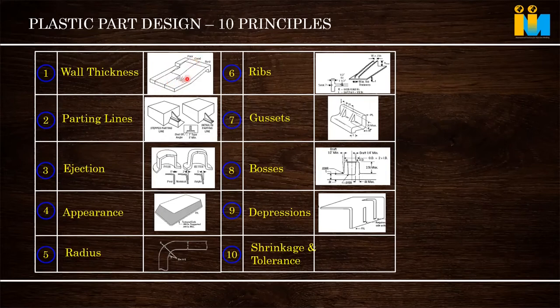The third is they are given a radius, a smooth transition. Whenever plastic is there, even to stress not to accumulate, as we have also discussed, there should be a smooth transition. Some radius should be provided so that a uniform transition will happen.